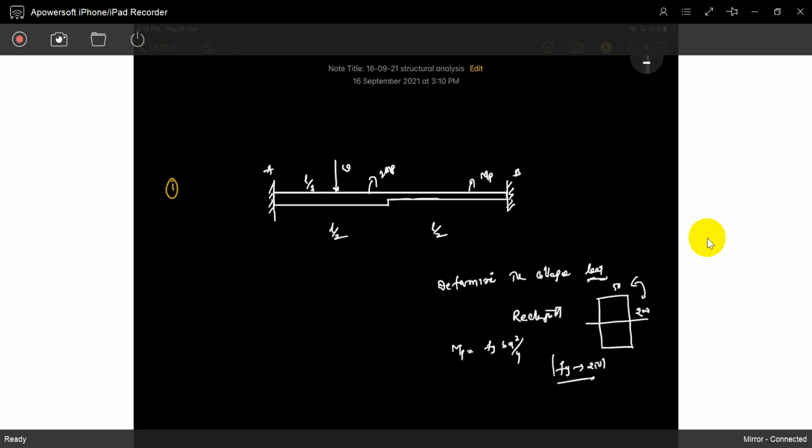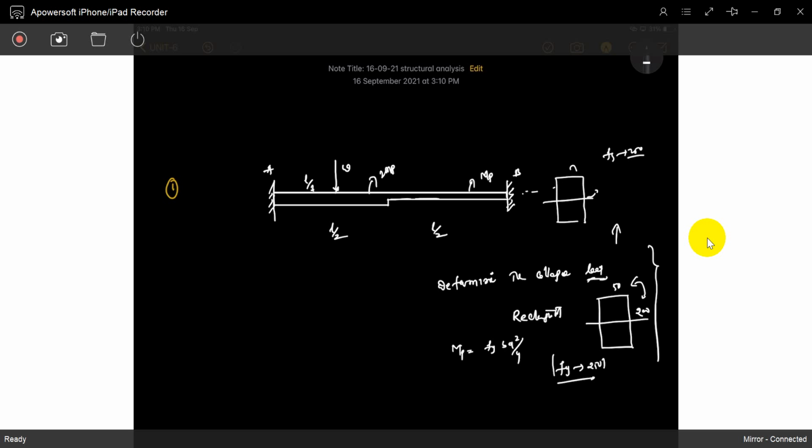Otherwise, if he gave the circular section with the dimensions, you can find out the Mp easily. So this is also an extended problem. If he gave a rectangular section with the dimensions, and Fy is 250, you can calculate the Mp also. So I said that I gave some Mp value, so that is also an extended value.